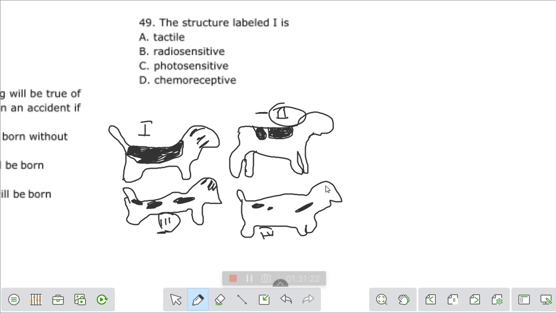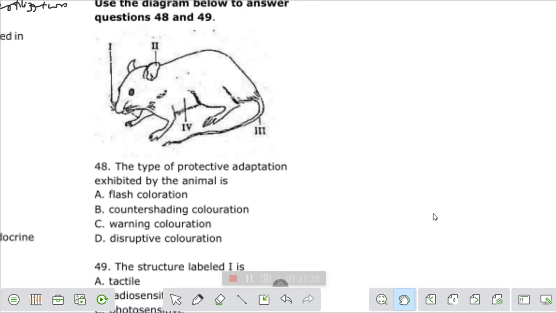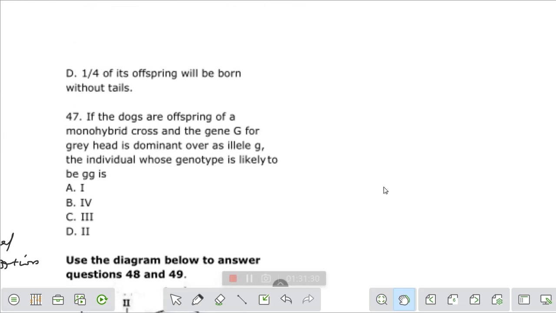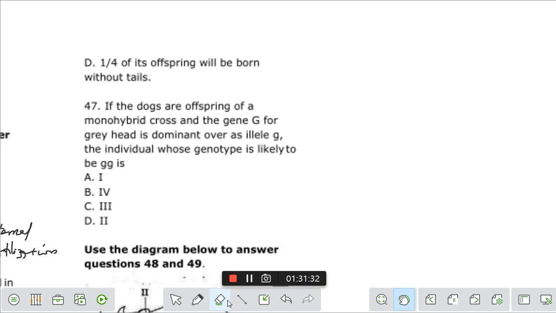Yeah, what's the answer? They're asking us the one that would be Gg. They said the G is dominant over the g. So those type of questions, and the diagram that they do not even show very well, is going to be a little bit confusing for you, Abby. But this is just it.